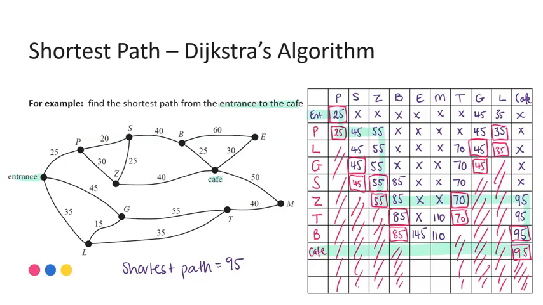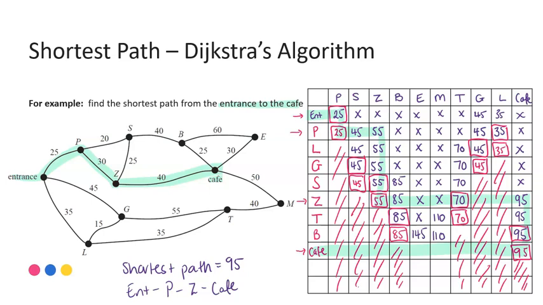So reading now from the top down, where are the horizontal lines? They're at the entrance, then P, then Z, then the cafe. So that should be my pathway. So the entrance to P to Z to the cafe. And I highlight that, P, Z, cafe, and make sure that those values add up to the value I have, 95, and they do. 40 plus 30 plus 25 gives us 95, and that's our shortest path from entrance to cafe.